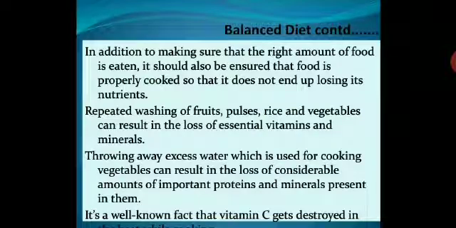That's why you have to take care that the nutrients remain intact while cooking, because we cannot eat all the food raw. We need to cook food, but while cooking we should not lose the nutrients, because the daily nutrient requirement of the body is met by the food, so we have to take care. Repeated washing of fruits, pulses, rice and vegetables can result in the loss of essential vitamins and minerals. So if you wash pulses, rice, vegetables and fruits excessively, you can lose essential vitamins and minerals.